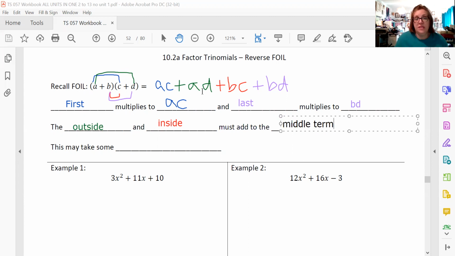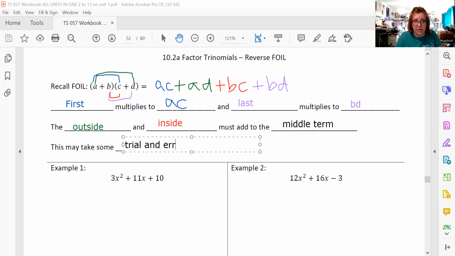And what the other videos say to you is that the way they're going to show you how to do this takes some trial and error. They call it the trial and error method. And I don't like that. We've just spent some time in the previous section of this unit working on grouping. We can use grouping to reverse FOIL, and it makes life so much easier. So that's what we're going to do.